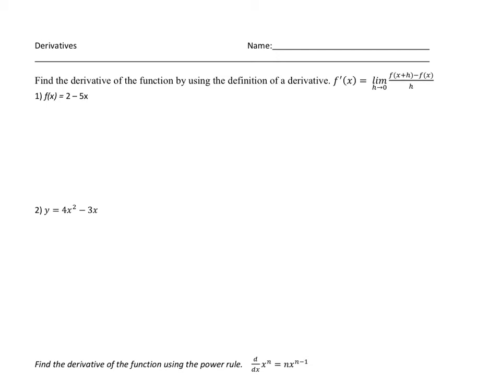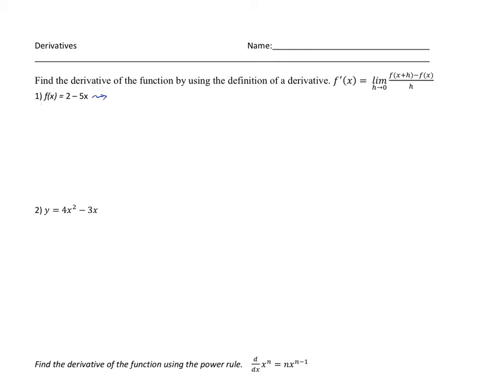The first question says, find the derivative of the function by using the definition of a derivative, f prime of x equals the limit as h goes to 0 of f of x plus h minus f of x over h. Alright, so our first problem here, we have f of x equals 2 minus 5x. So let's go ahead and start with this and see what we end up with.